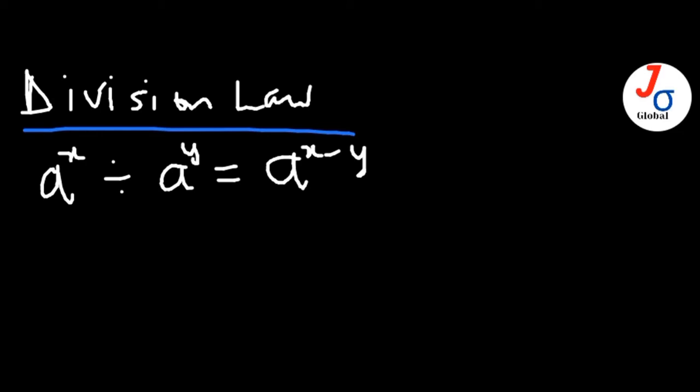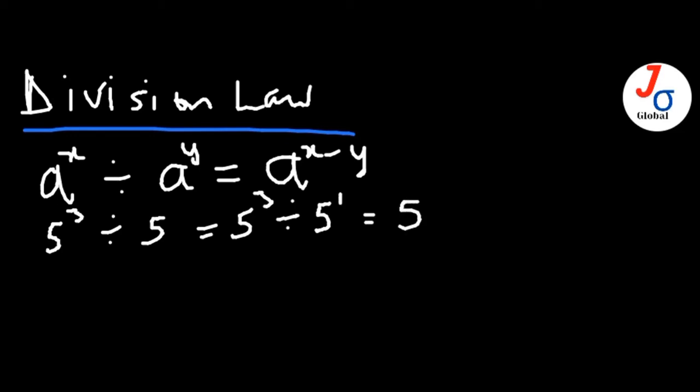Then if it's a divide, you have to subtract the indices from each other. Let's take an example. You have 5 raised to the power of 3 divided by 5 raised to the power of 1, which is just 5. From the law of indices, the bases are the same, so I'll just subtract the powers from each other. So I have 3 minus 1, and I have 5 to the power of 2, and I have 25.